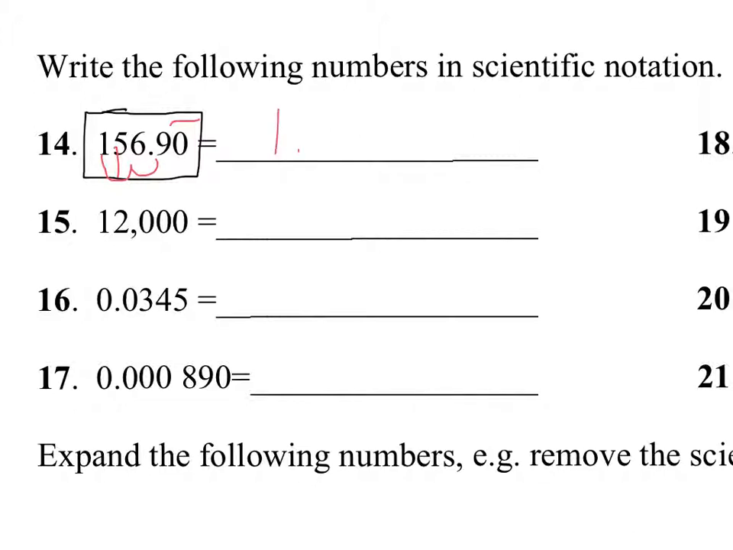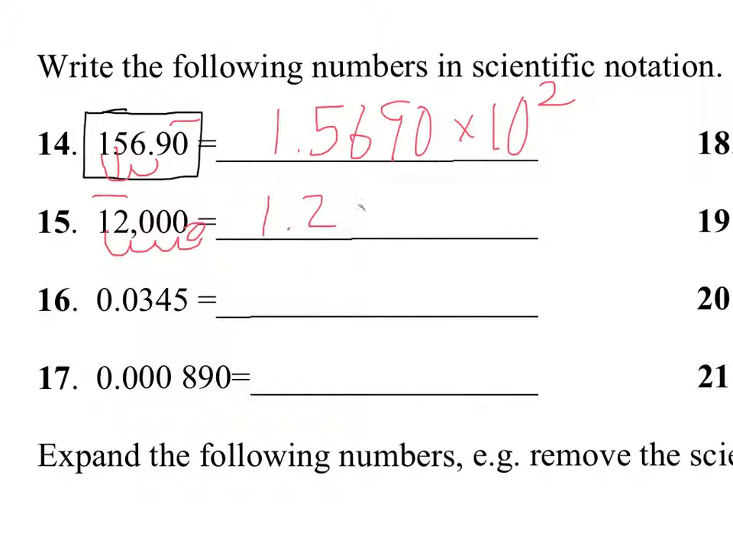So we have 1.5690 times 10, and we moved it 2 places, so we're going to put a 2. In problem 15, there are only 2 significant figures, the 1 and the 2. We need to move the decimal point, which is a presumed decimal point right here, 1, 2, 3, 4 places to the left. So our number becomes 1.2 times 10 to the 4th power.